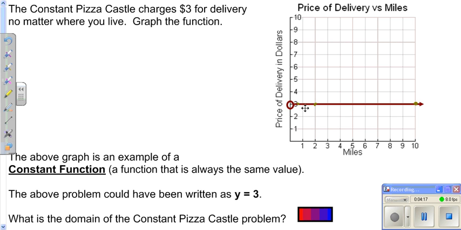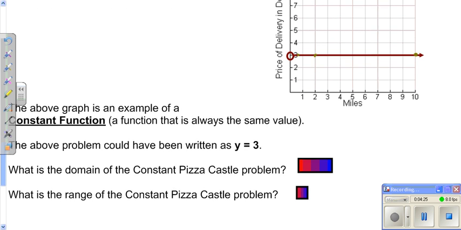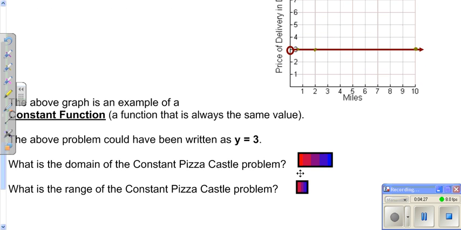So it's called a constant function because it doesn't go up, doesn't go down, it doesn't change. It's always the same value, hence it's a constant function. In this case, our domain is going to be all numbers greater than 0 in the context of our problem. Our range is what we get out. In this case, we only get out 3.